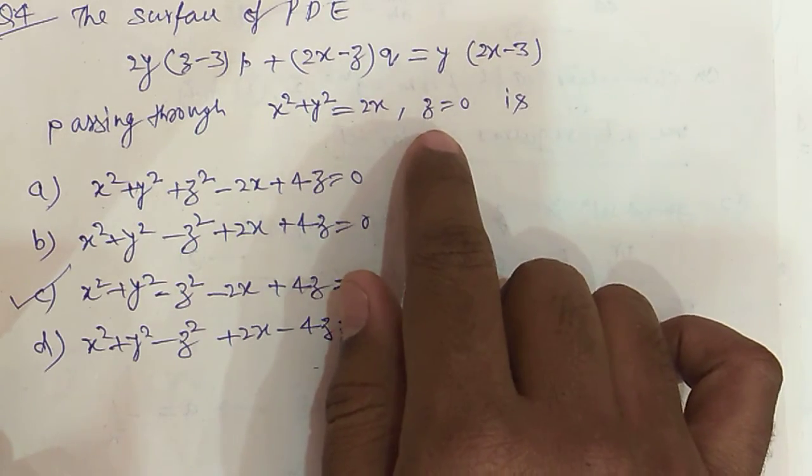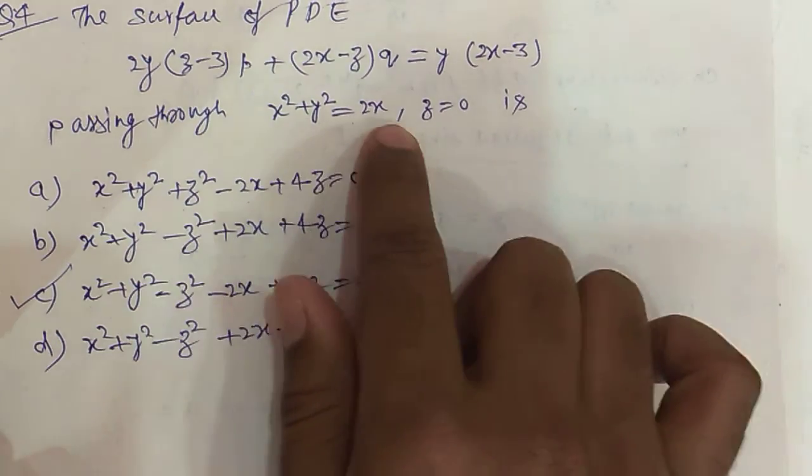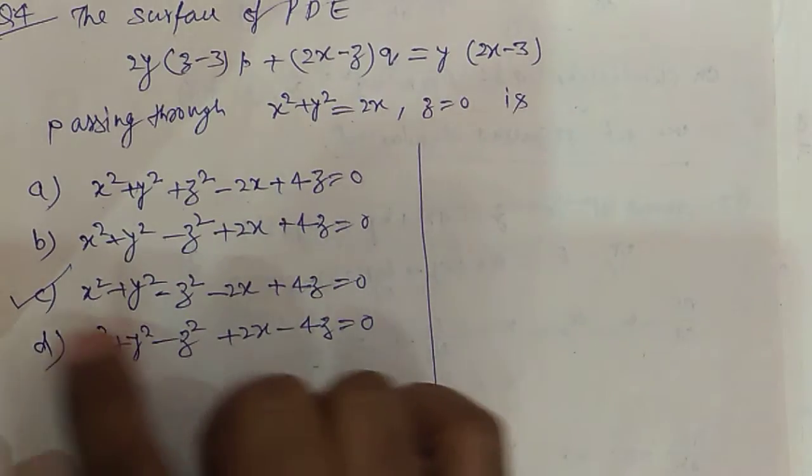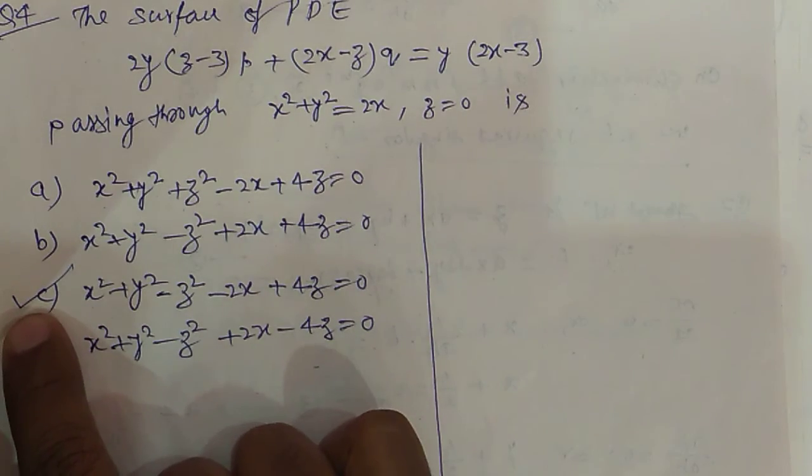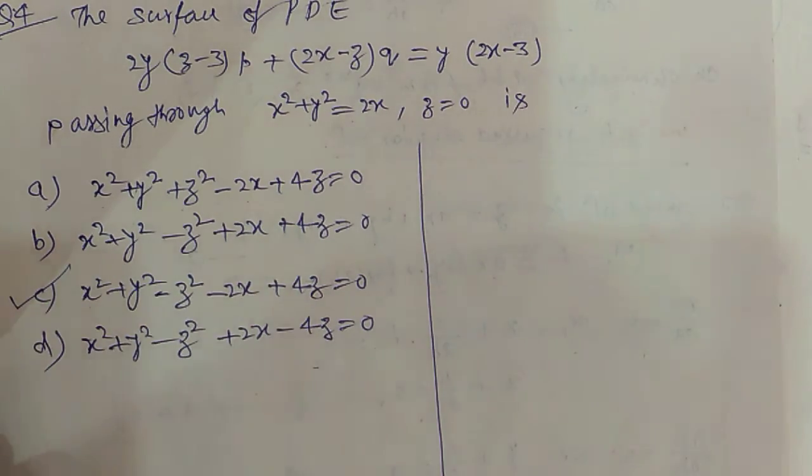On the xy plane we have this circle. So there are 4 options. Option C is correct. So you solve it by yourself.